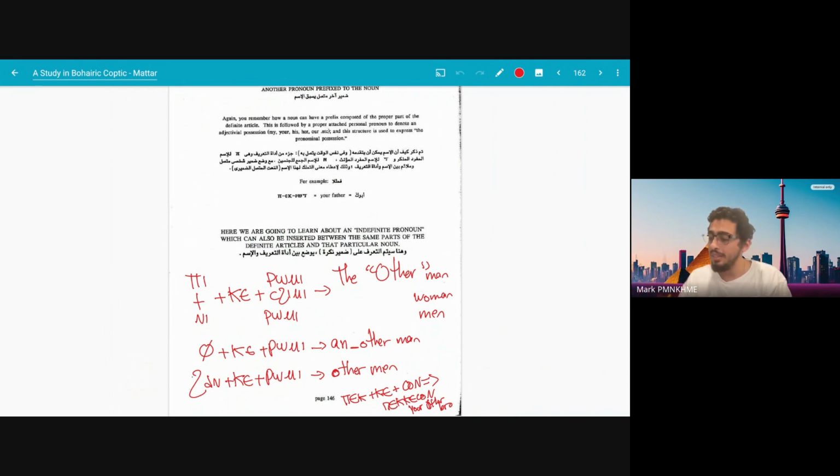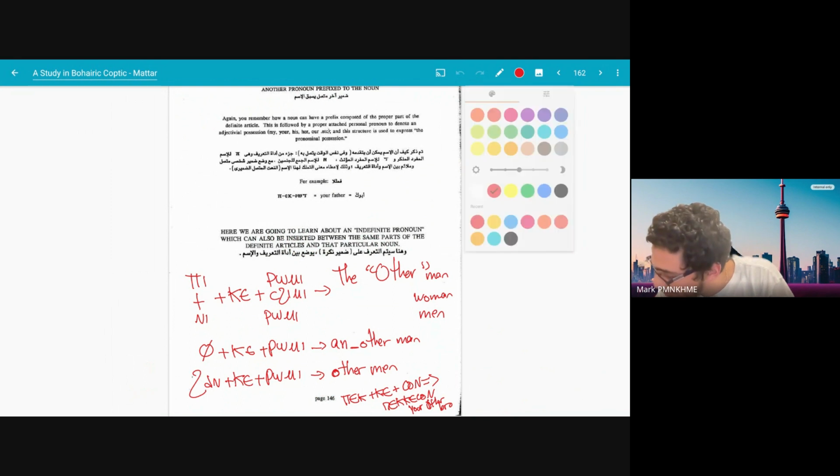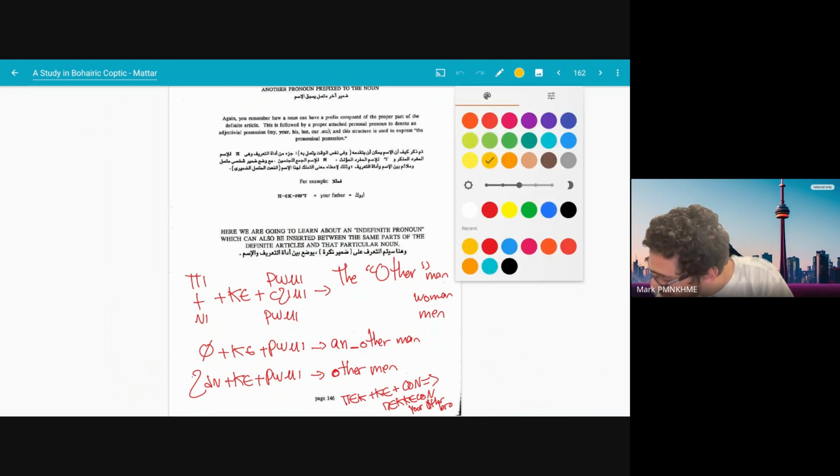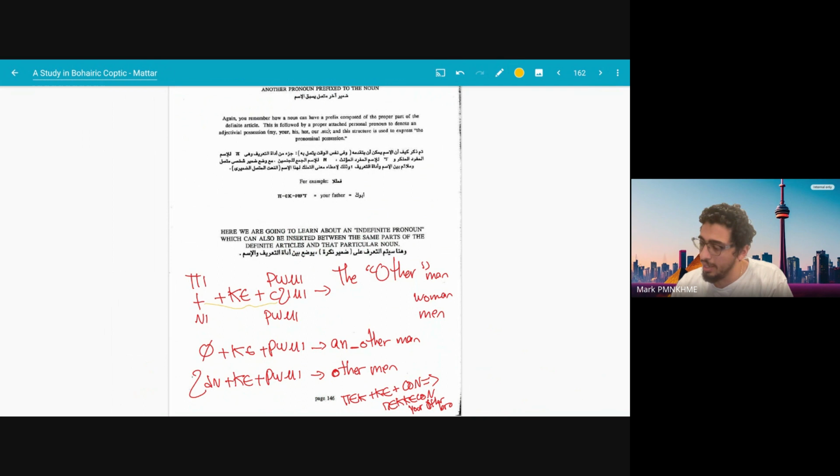You say T. Actually, let me use a different one. You say T K Simi. That means the other woman, and it comes between the article and the actual word. That's how we say other. So you want to say the other men. Oh, it's the same in English, the other men. P K Romi. No, I thought it was weird. Actually, it works. You want to say the other men, you say ni ke Romi. The other men. That's it.